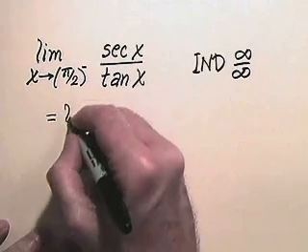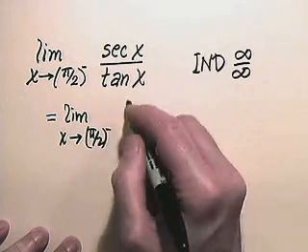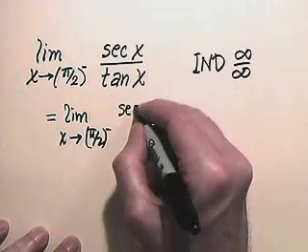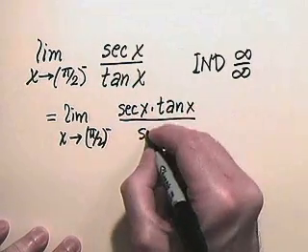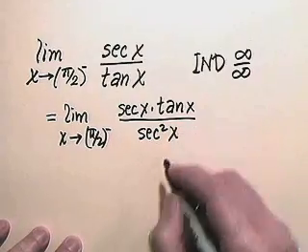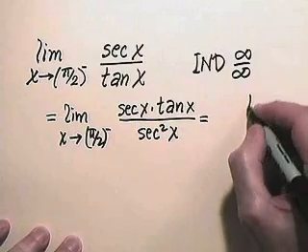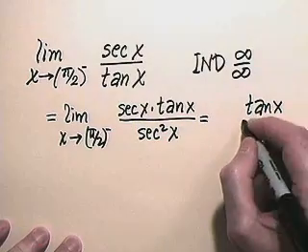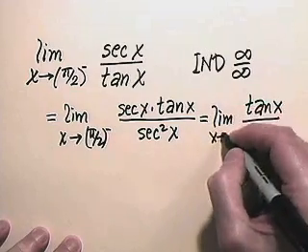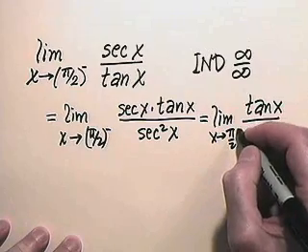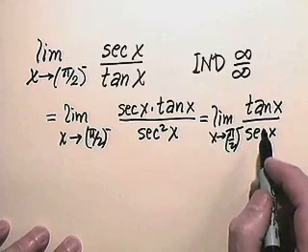We differentiate the numerator and the denominator separately now. Derivative of secant is secant times tangent. Derivative of tangent is secant squared. Well, notice what we're getting. We cancel secants here, and we end up with tangent of x divided by secant of x, and we're back to the exact same problem. Both the numerator and the denominator are still going to infinity, so let's try it again.